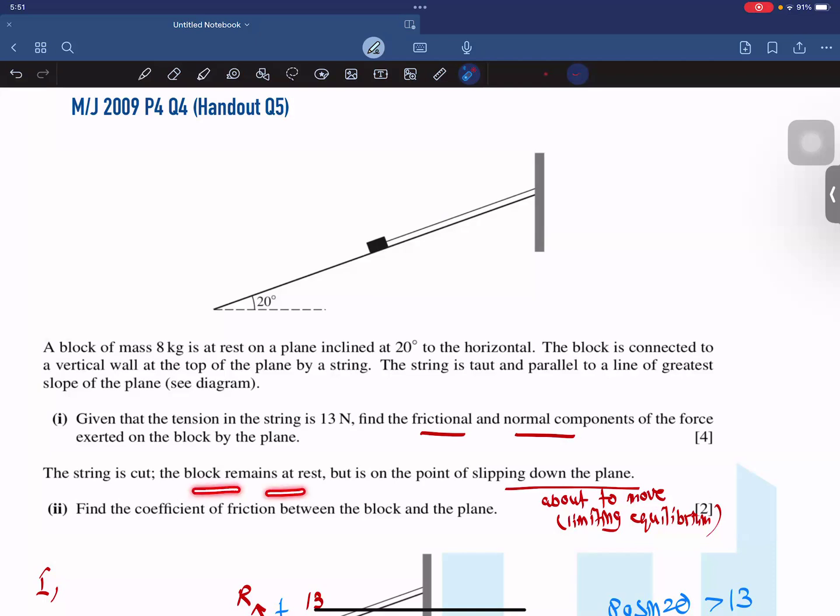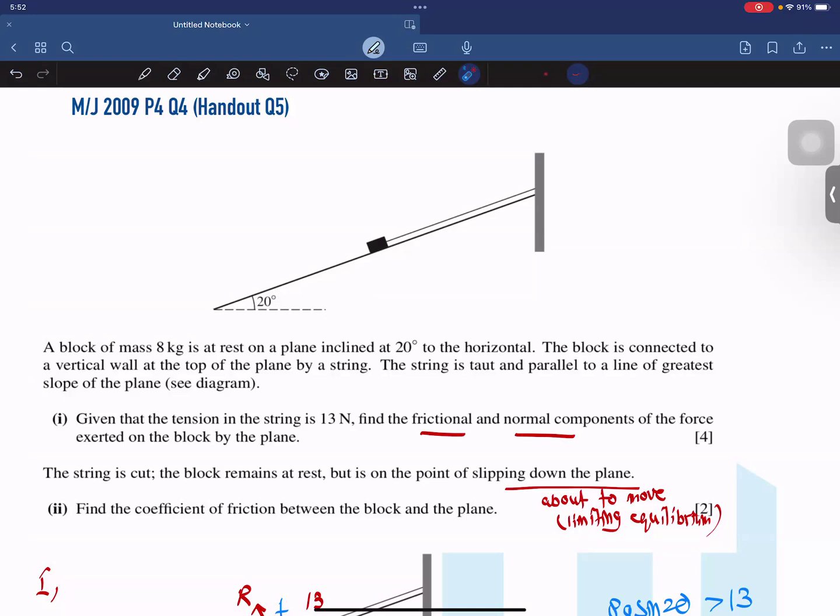The block remains at rest, but it is on the point of slipping down the plane. This means that the block is not actually moving, it is just about to move. It is on the point of slipping down the plane. So this particular situation is known as limiting equilibrium.